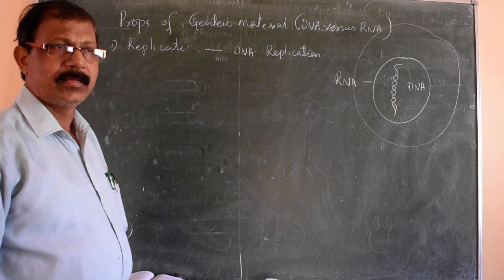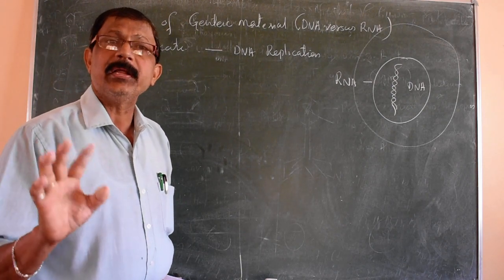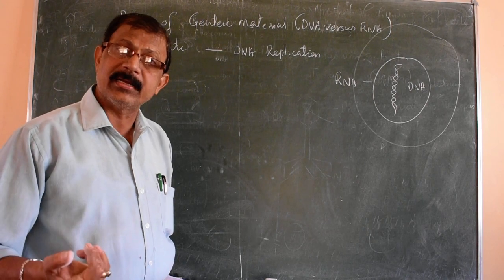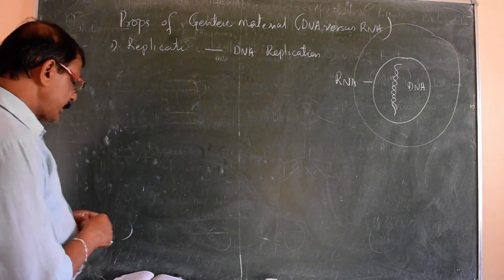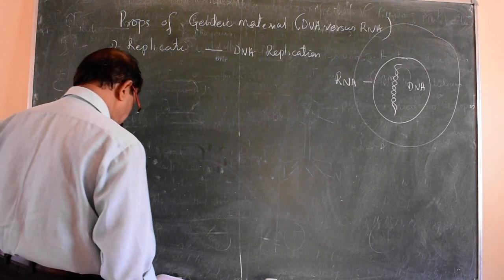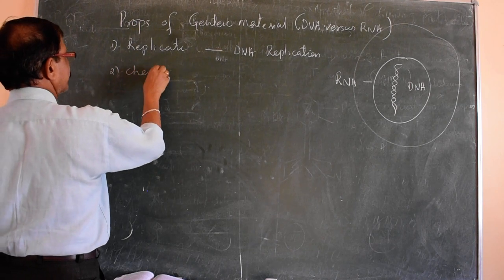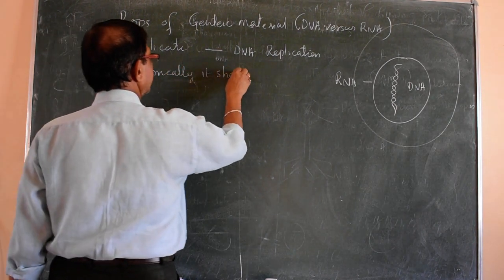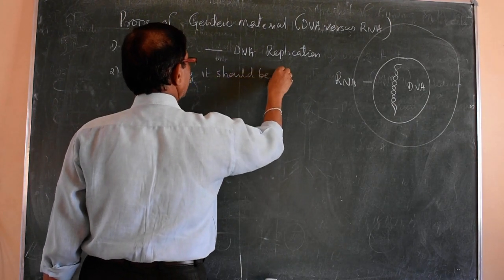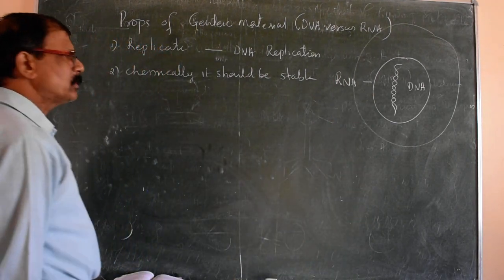another cell. So DNA, as a genetic material, can replicate. If it replicates, then only it can share its inherited property to the next generation, and that is a very important process. Then chemically it should be very stable.